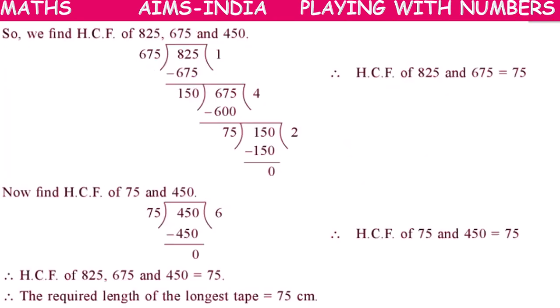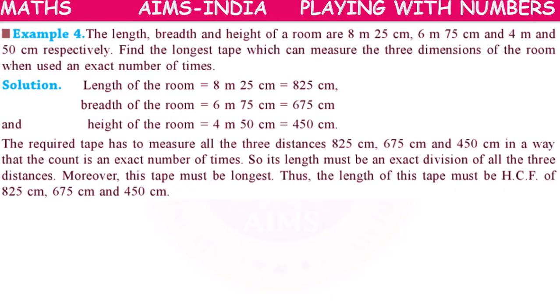Next children. Next, last question. The length, breadth, height of a room are 8 meter 25 centimeter, 6 meter 75 centimeter, 4 meter and 50 centimeter respectively. Find the longest tape which can measure the 3 dimensions of the room when used an exact number of times.